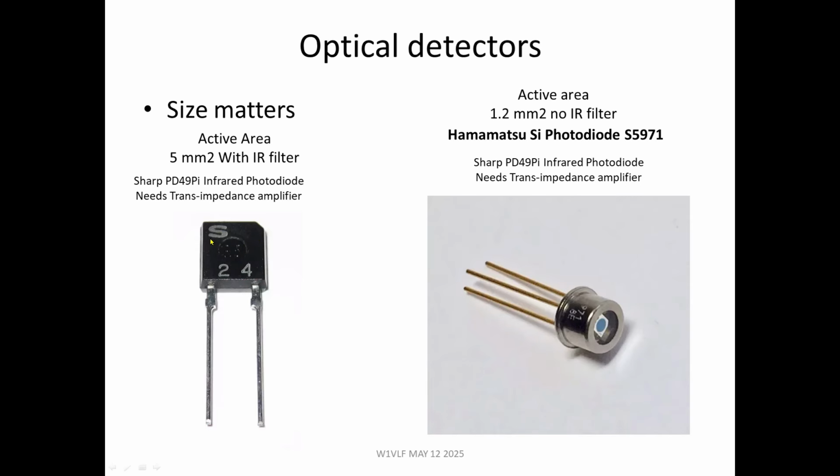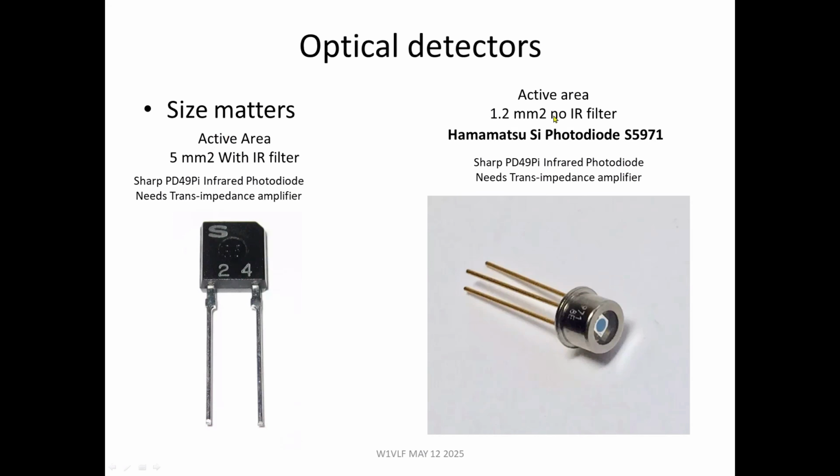This black surface here, this encapsulated epoxy, is a bandpass filter, but it's a very broad one, not like a third or fourth order filter. It's very broad, but it does get rid of a lot of ambient light. But the difference between this and that narrow filter is night and day.